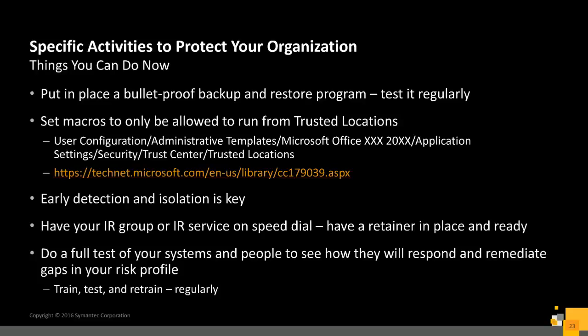And so some of the things that we've recommended are, again, bulletproof backup and restore, and test it. That one's a no-brainer. But some of the things that people don't think about are things like set macros to only be allowed to run from trusted locations. And you can do that. I put the TechNet article in here that'll show you how to do that. So that way, you can't run macros from the downloaded file you just got. It can only be run when it's in a certain place. And that's one way to help prevent these things from firing in the first place.